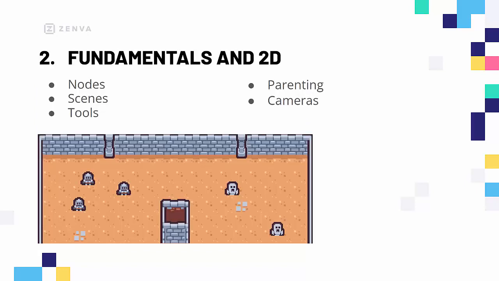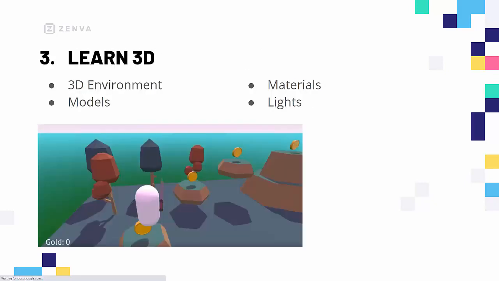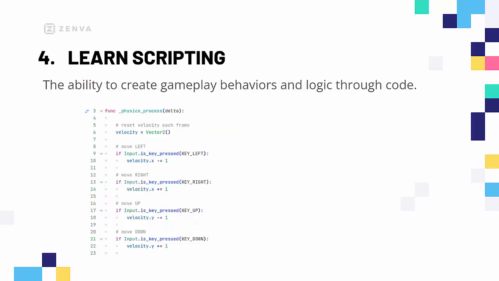Then we are going to learn the fundamentals as well as 2D. So we're going to be learning about nodes, scenes, tools, the idea of parenting, and how to use cameras. Then once we understand the fundamentals and we know how to work with them inside of 2D, we're going to jump over to a 3D environment and look at how we can basically create our games inside of a 3D world. So we're going to be looking at 3D models, we're going to be looking at applying materials to those models, as well as lighting, okay? All the fundamentals you need for creating 3D games. And then we are going to jump into scripting.